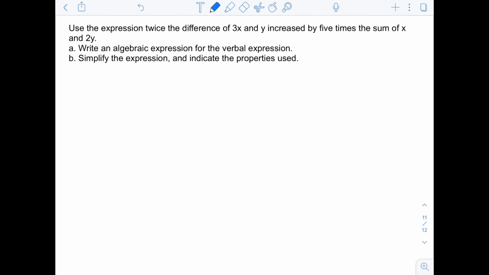So first, let's write the expression. Let's start with the beginning. Twice the difference of 3x and y. The difference of 3x and y is just 3x minus y, because difference means subtraction. And twice means that you're doubling it, so you're multiplying it all by 2.